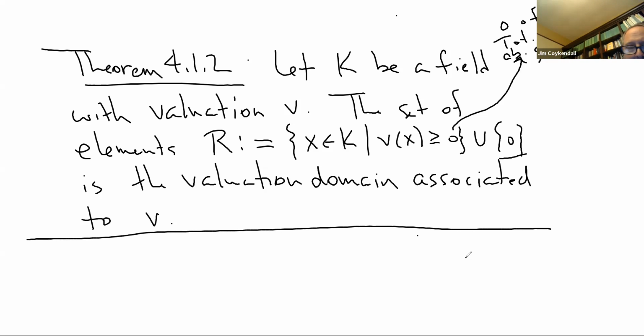Let me give you another example. I'm curious. How many of you have encountered the p-adics in your travels, the p-adic integers? Some of you maybe? All right. Well, we'll talk about that a little bit.